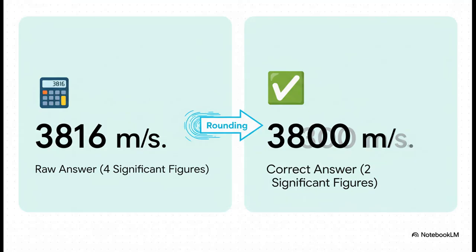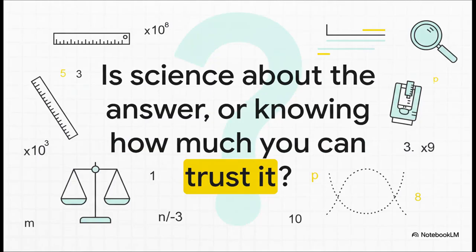So since our least precise measurement, the frequency, only had 2 significant figures, our final answer can only have 2 significant figures. That means our raw calculator answer of 38016 has to be rounded. We keep the 3 and the 8, and the rest become placeholders. So the scientifically correct answer is 3,800 meters per second, because that number accurately reflects the precision of the data we started with. And that leaves us with this final thought to chew on.